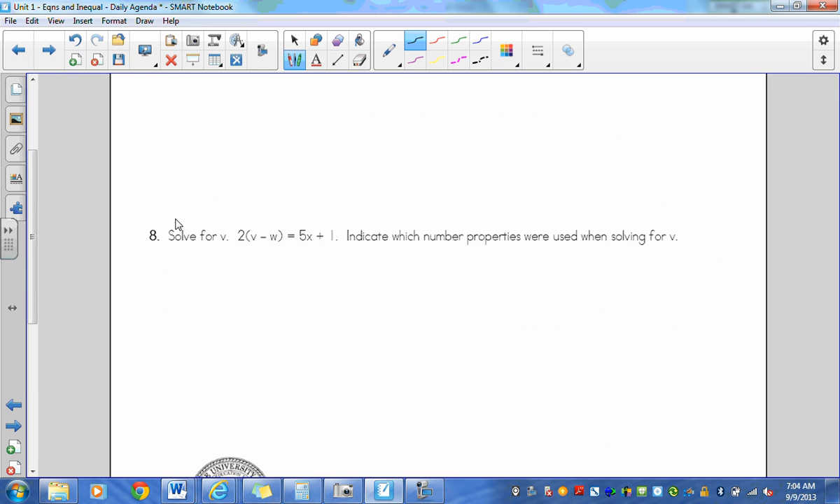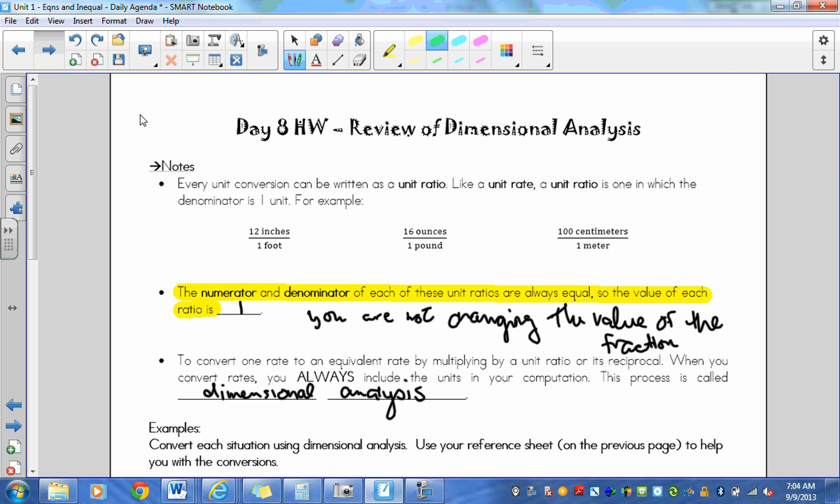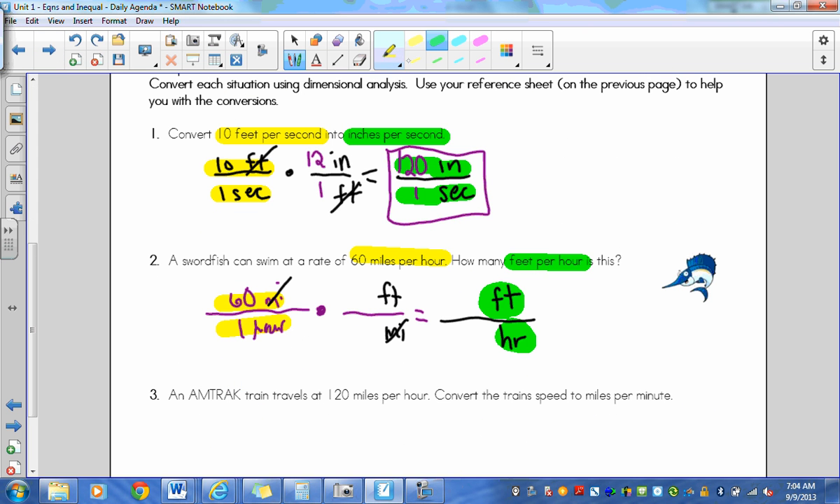That one should definitely be on the reference sheet. Feet and miles. Okay, good, because that's not one that I want to memorize. 1 mile is 5,280 feet. The setup is the hard part. Once you set up, you do 60 times 5,280, and I get 316,800 feet per 1 hour. And so that's your new unit rate, but in feet per hour instead of miles per hour.